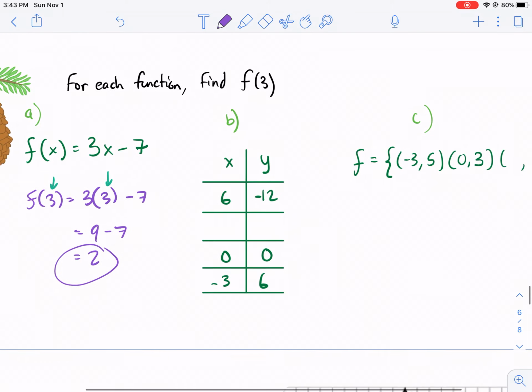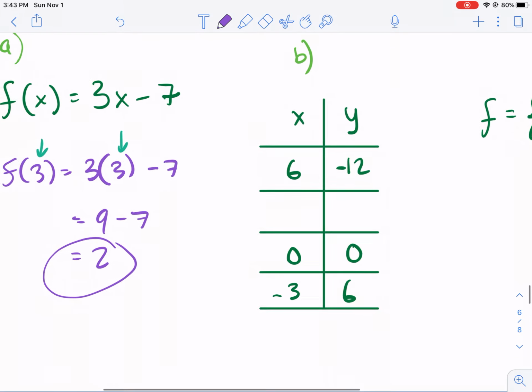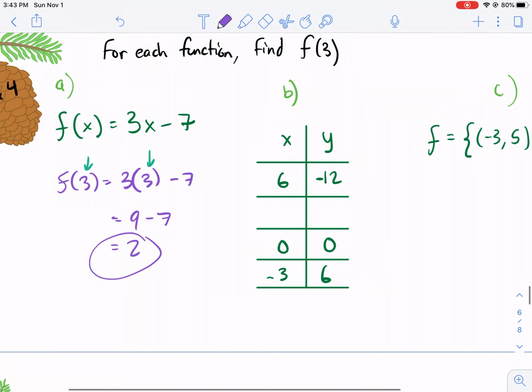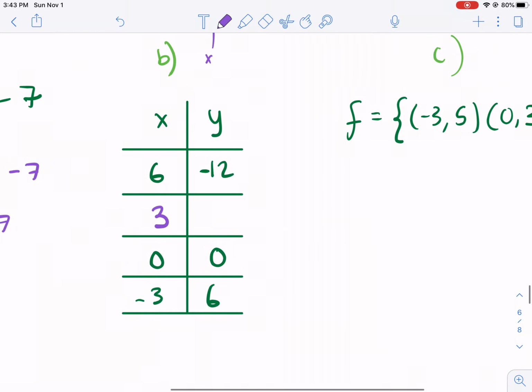Okay. This is a different function. This could be a different f of x, or maybe this is f of a, or whatever it is. But this is a different function now when we find out what f of 3 is. So we're going to write in 3, because when we're plugging in values here, remember this is replacing x. So we're going to plug in for x here, and we're looking for 3.